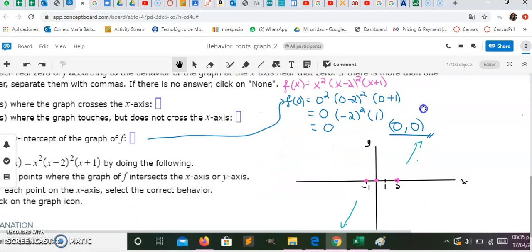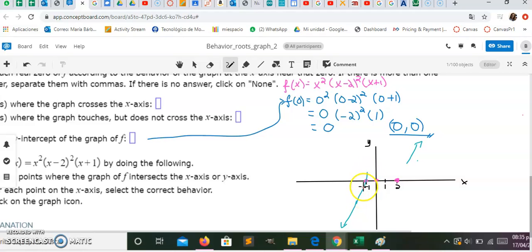So this is the only one which is going to cross. It is not going to bounce. So -1, look, as in the left part of the graph, it is falling. I'm going to connect this with the root, the first root that I have from left to right. So it is going to cross, okay? Because the multiplicity is 1.